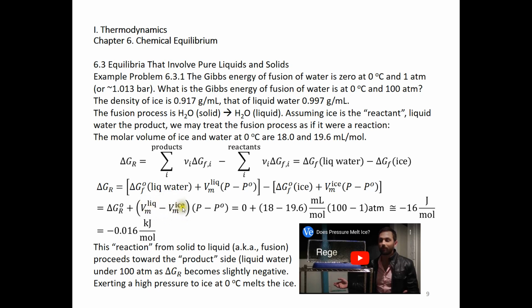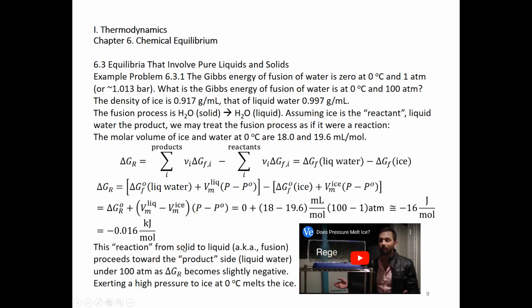Well, what if they are exactly the same? Then, well, there's no pressure dependence at all. So if these two are the same, you get just 0 times the pressure change, and then this part just disappears.